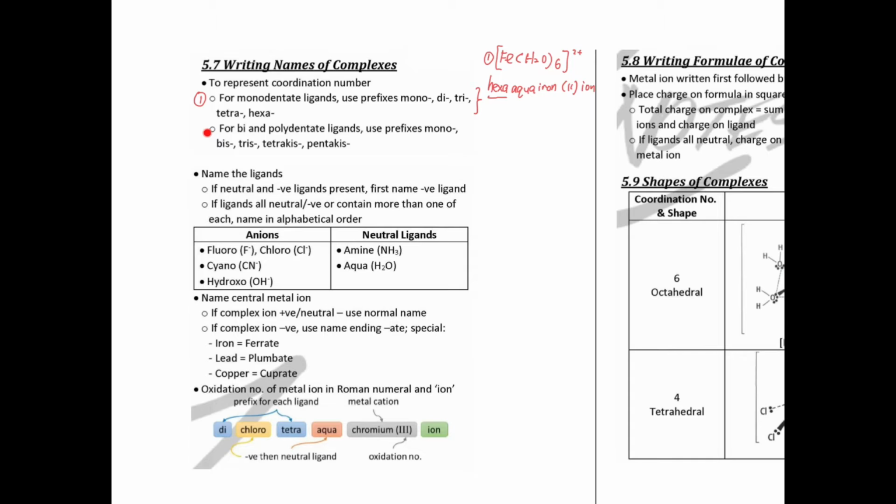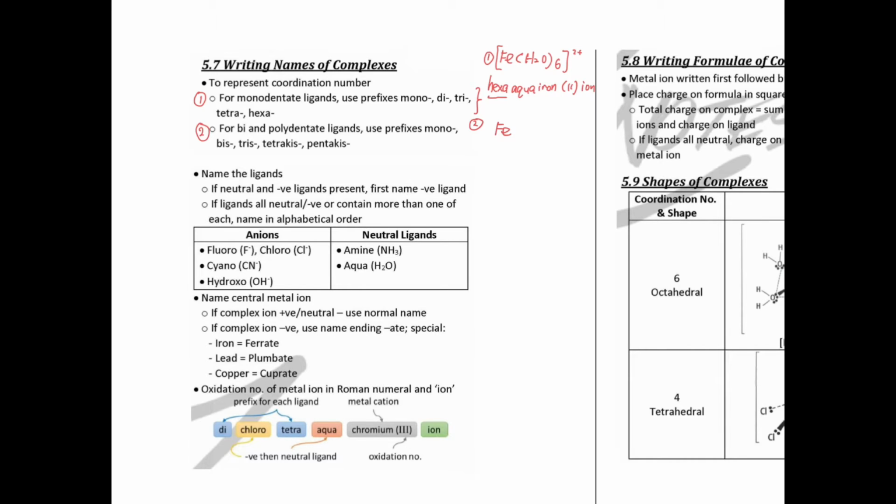The next rule is for bi and polydentate ligand: use prefixes mono, bis, tris, tetrakis, pentakis. Mono represents 1, bis represents 2, tris is 3, this is 4, and this is 5. Okay, so example. Let's say I name this rule number 2. Let's say I put Fe.